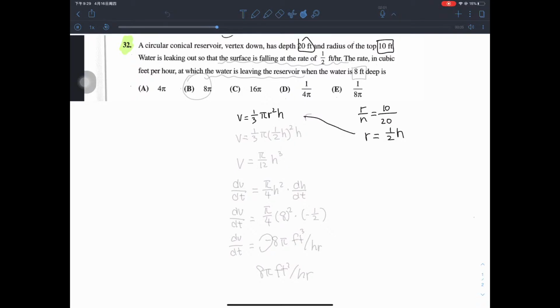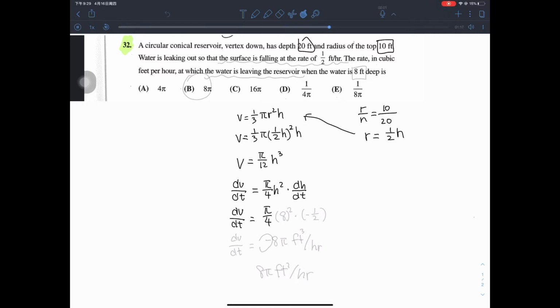Apply this new r to the equation. V equals 1/3 pi (1/2 h) squared h. V equals pi/12 h cubed. So next step, I want to differentiate the equation implicitly. dV/dt equals pi/4 h squared times dh/dt.